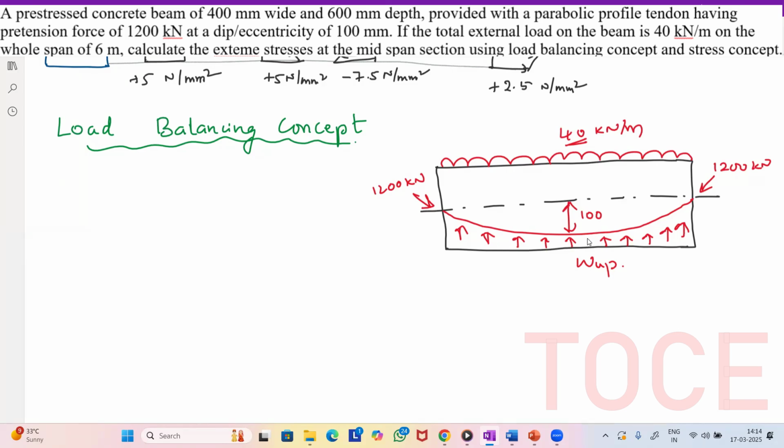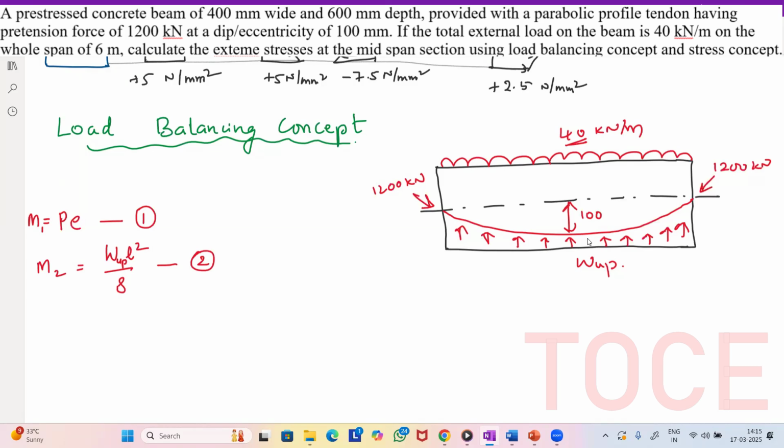Okay. So if you see here, this upward thrust is counteracting the 40 kilonewton, and this is eccentrically provided, right? So we know due to the eccentricity, what is the moment? So the moment due to the eccentricity of the tendon, it is P into E. Okay. So P, the force, into the eccentricity of the tendon. Okay. And so let it be equation 1, moment 1. And for moment 2, due to the external load, what is the formula? So that is load into L square by 8. Okay. So let it be upward thrust. Okay. So let this equation be 2.